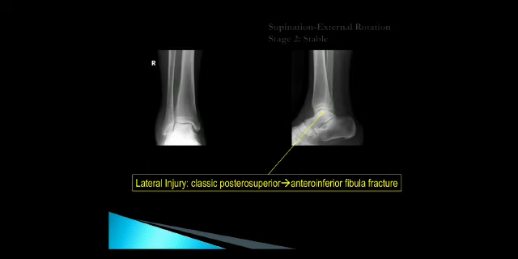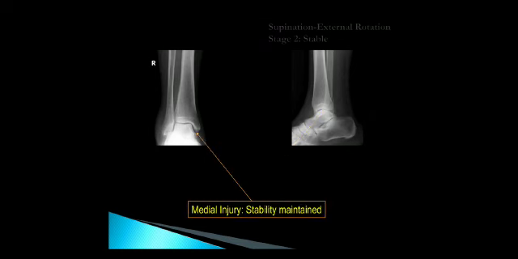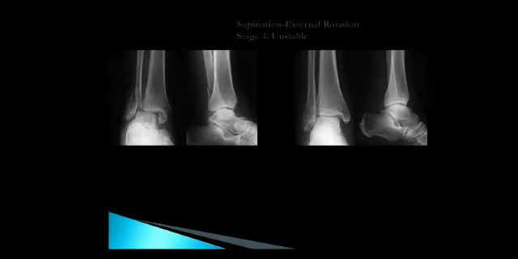Here you can see the classic fibula fracture, with the fracture line extending from posterior superior to anterior inferior. With a medial injury, stability is maintained, but the deltoid ligament can be torn. So that will be managed as a closed fracture.